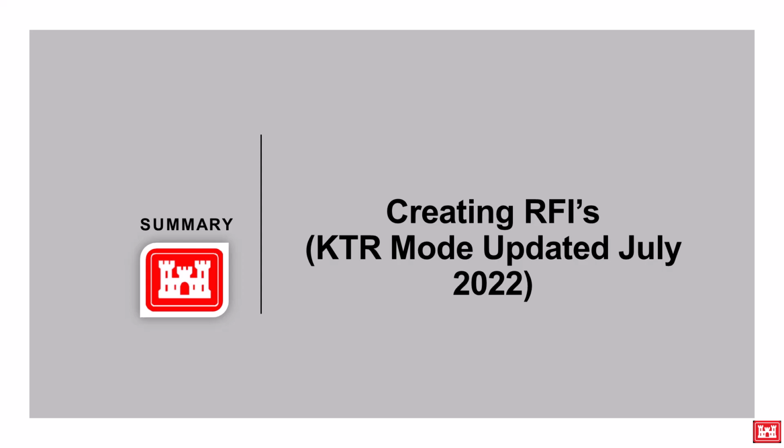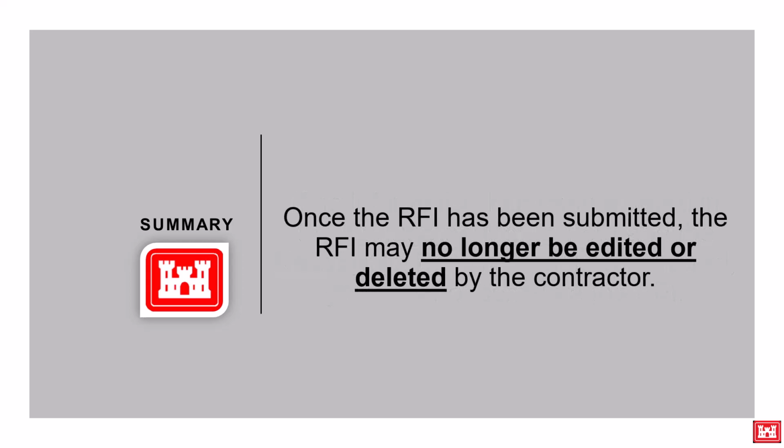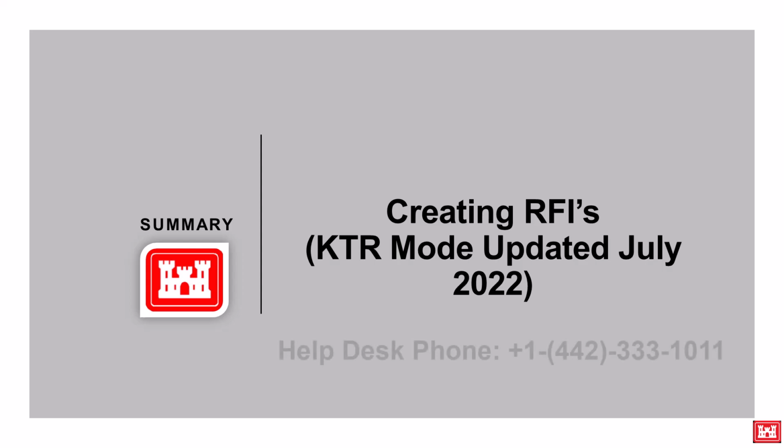As a reminder, if no information is entered in the requested memo field and the requested date has not been entered, the Completed Ready for Government option may not be selected. Once the RFI has been submitted, the RFI may no longer be edited or deleted by the contractor. If you experience any technical difficulties while attempting any of these steps to complete an RFI, please contact the RMS Support Help Desk by submitting a support ticket or by calling the Help Desk phone. Links to our contact information will be provided in the description of this video.